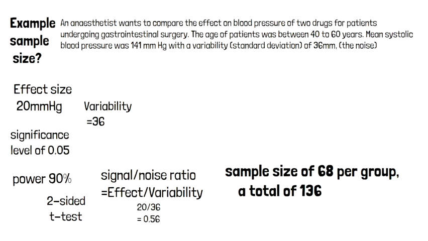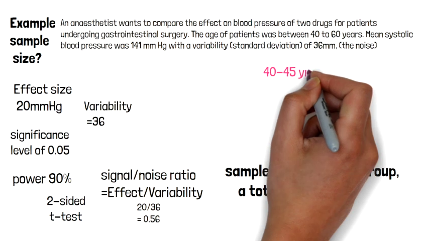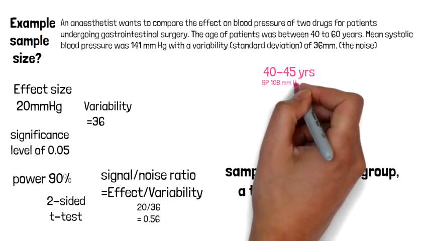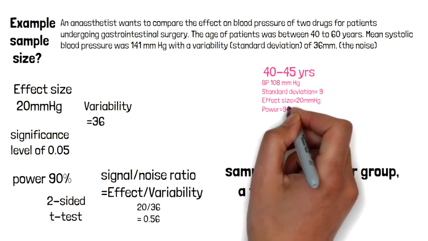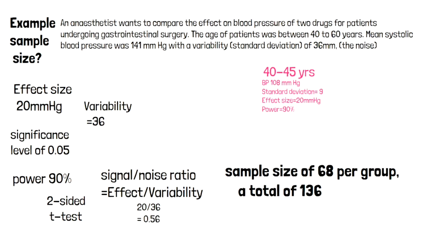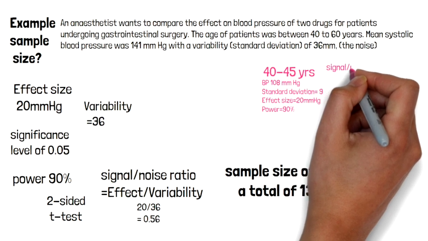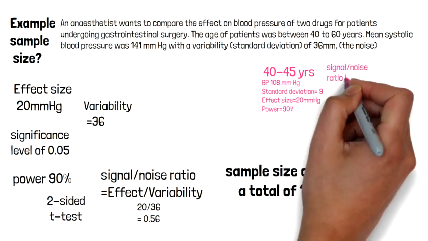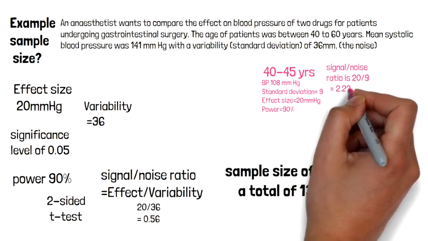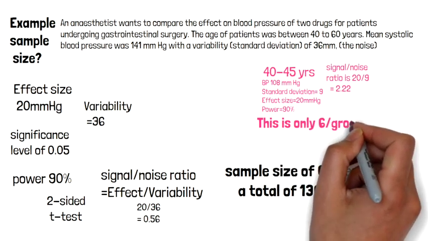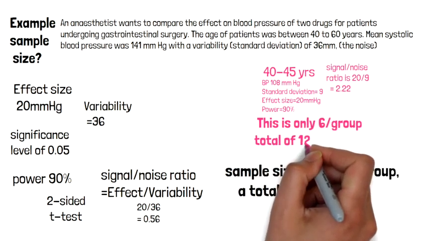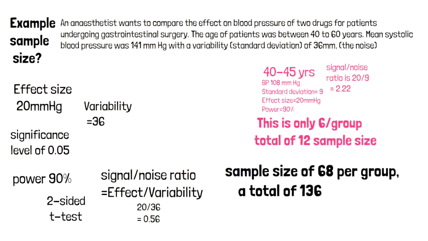Using statistical software packages, the output estimated the sample size of 68 per group, giving a total of 136, which sounds like a lot. The same anesthetist now decides to do the same study but restricting the age band to 40 to 45 years. These age groups had a mean blood pressure of 108 millimeters of mercury with a standard deviation of 9. Assuming a 20 millimeters of mercury difference between groups would be of clinical importance as before. With the same assumptions, the signal-to-noise ratio is this time 20 divided by 9, which is 2.22. This is only 6 per group with a 90% power. So, by using uniform age bands, the number required is reduced from 136 to just 12.